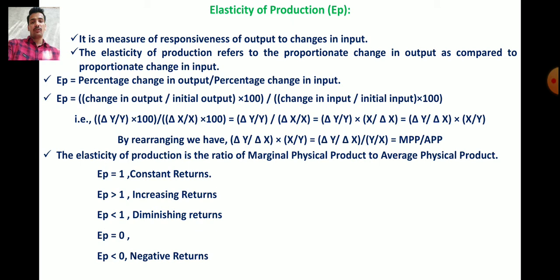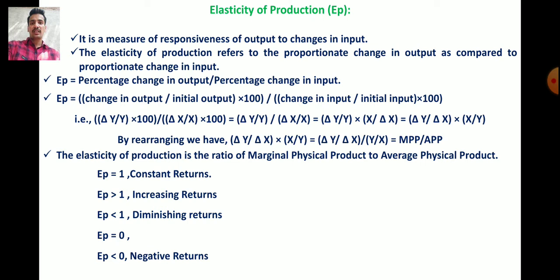So elasticity of production is the ratio of marginal physical product to average physical product. If EP is equal to 1, the elasticity of production is equal to 1, that is constant return. If EP is greater than 1, it is the case of increasing return. If EP is less than 1, it is the case of diminishing return. Then EP is equal to 0, and last one, if EP is less than 0, it is the negative returns or minus returns. So this is about the elasticity of production.